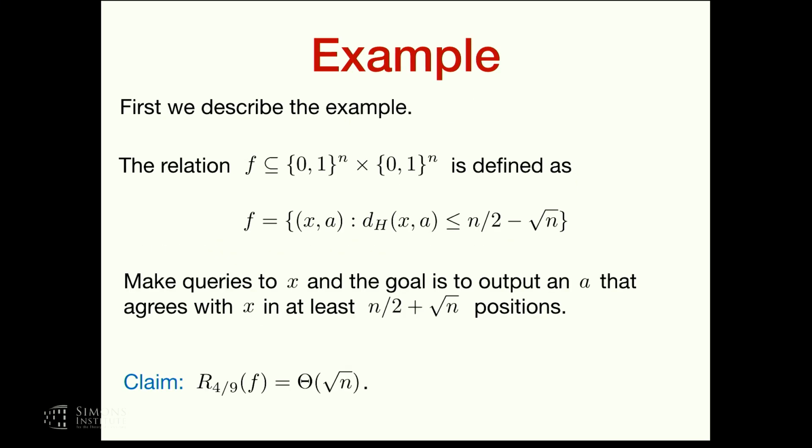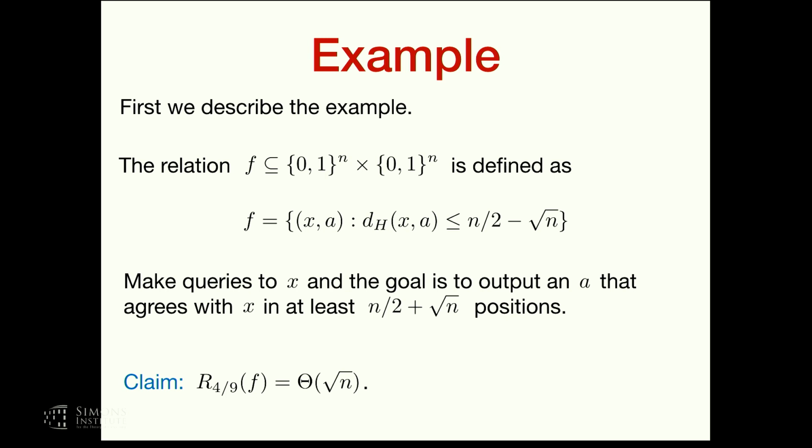Okay, so let's first talk about the example. Okay, so f is a relation. It's a subset of pairs of n-bit strings, and it's defined in the following way. In the relation are pairs of strings x, a, where the Hamming distance between x and a is at most n/2 minus square root of n. Again, what is the setup here? x is the unknown string. We're making queries to x, and the question is, how many queries do we have to make to x in order to output some n-bit string a, such that a and x are close? Right, they agree in at least n/2 plus root n positions.